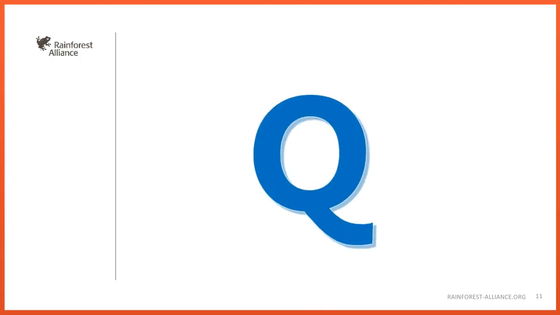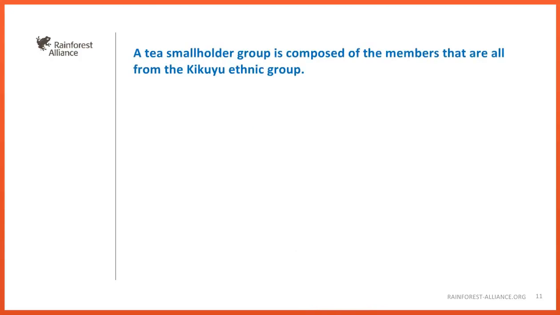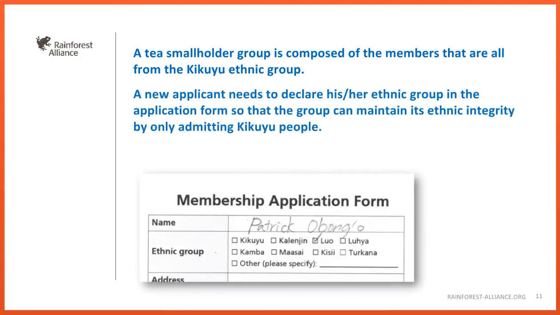Let's do some quizzes to verify your understanding on the topics of this session. First quiz. A tea smallholder group is composed of the members that are all from the Kikuyu ethnic group. A new applicant needs to declare his or her ethnic group in the application form so that the group can maintain its ethnic integrity by only admitting Kikuyu people. Does this comply with the related criterion?